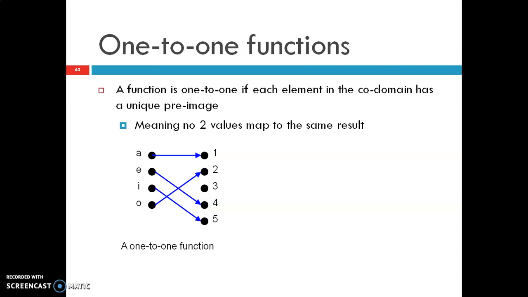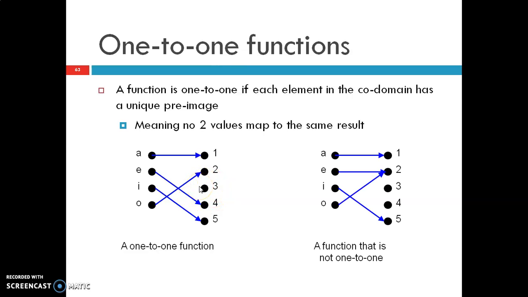So here you can see that the domain set contains the elements A, E, I, O, which are mapped to unique values of the codomain. That is, A is mapped with 1, E is mapped with 4, I is mapped with 5, and O is mapped with 2. So every input has a distinct, unique value from the codomain set. This is a one-to-one function. There is no issue if any one element from the codomain is not mapped.